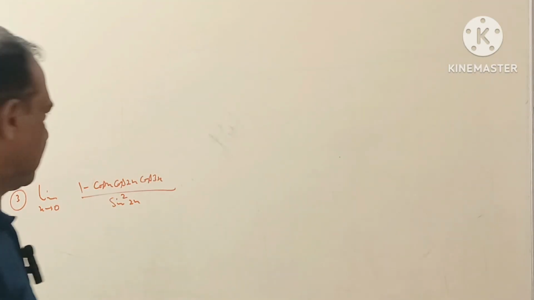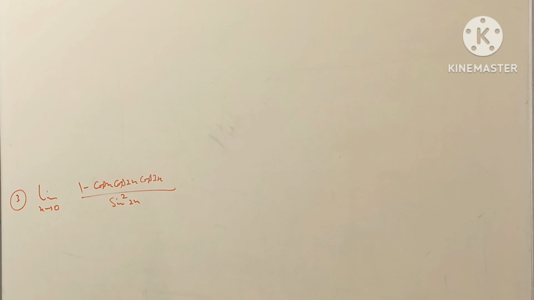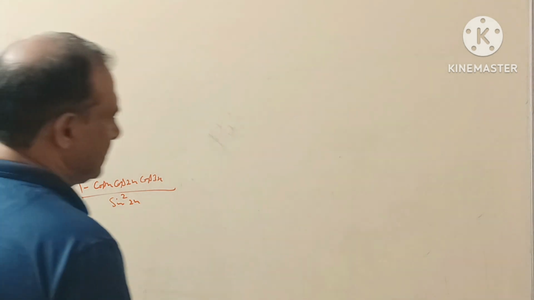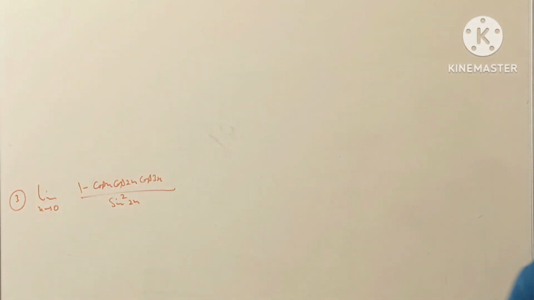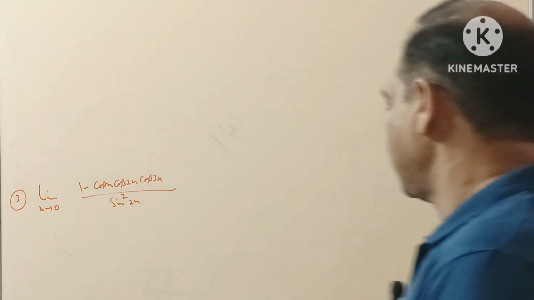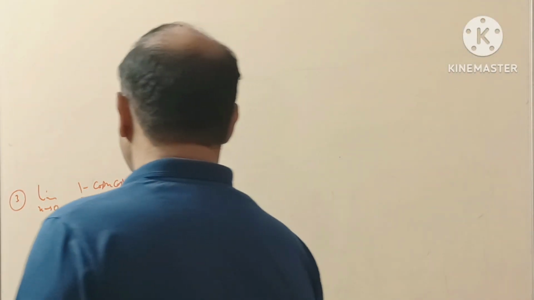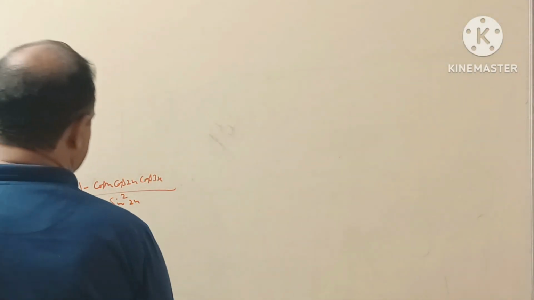Let's start with another question. This is limit x tends to 0, (1 minus cos x cos 2x cos 3x) all over sine square x. This is a trigonometric question, and you have to solve the limit with the help of L'Hospital.